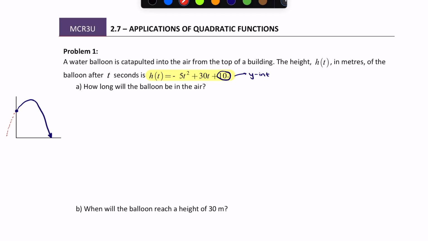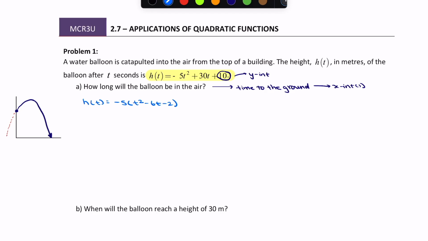So here it says, how long will the balloon be in the air? So here we're looking at time to the ground, and here we need to find the x-intercept. So here we can rewrite our equation h of t. We can factor out a common factor of -5. So we have -5 times t squared minus 6t minus 2.